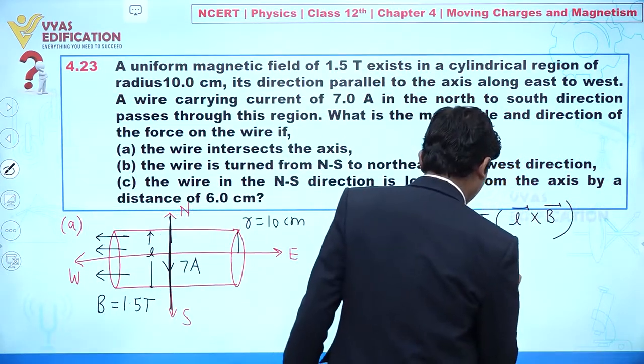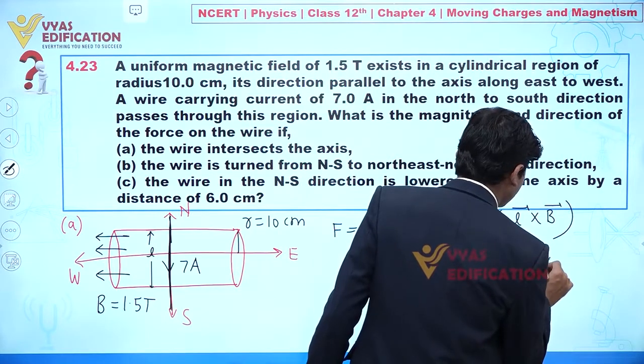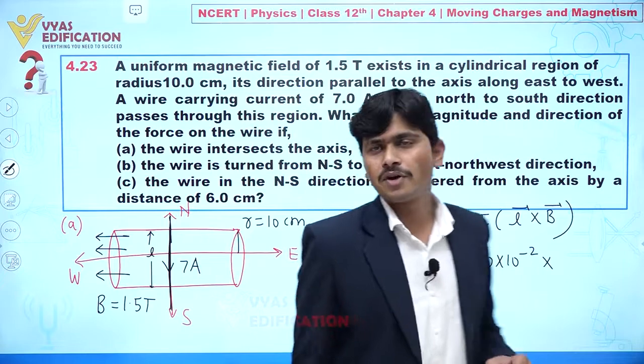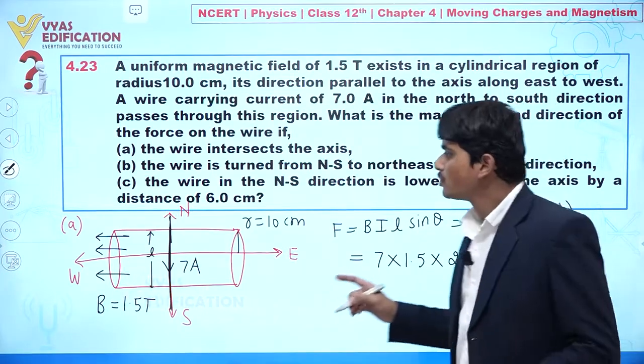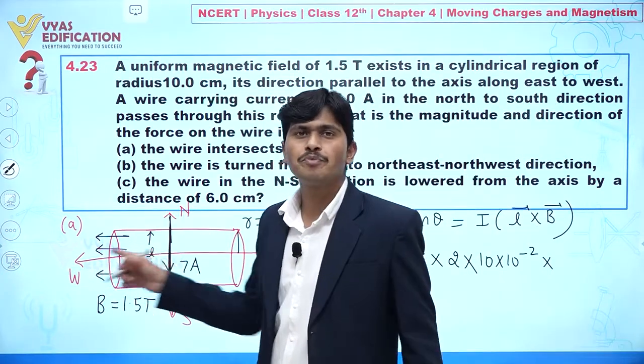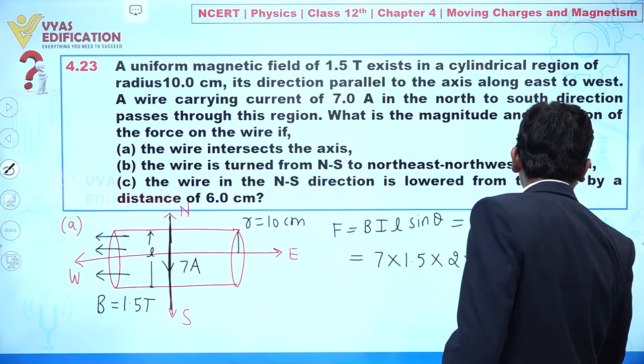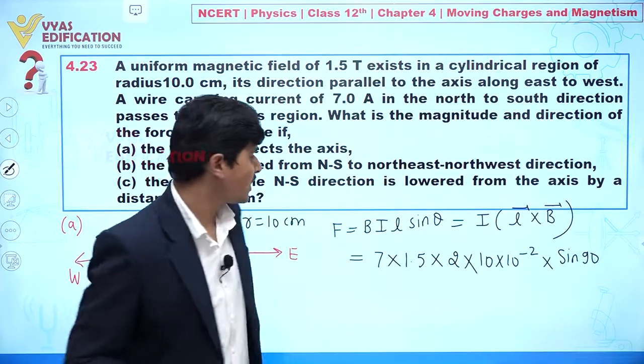So 10 multiplied by 10 to the power minus 2. Clear? Now you can say what is theta? Theta is the angle between what? Because this is L cross B, we can say this L and this B are perpendicular to each other. So I can say this is sine of 90. Clear?